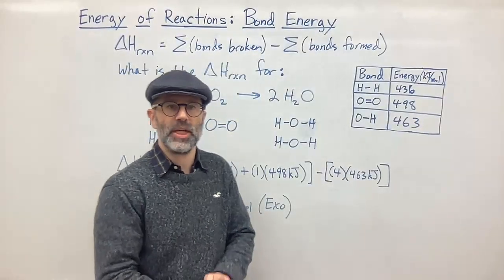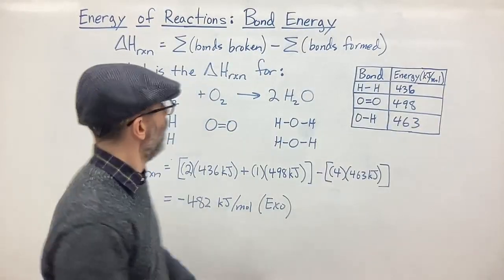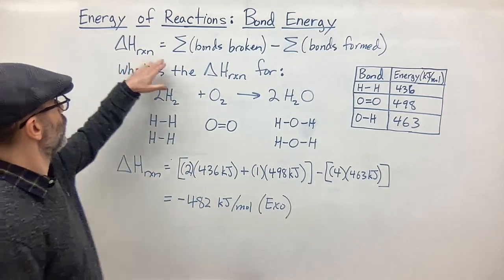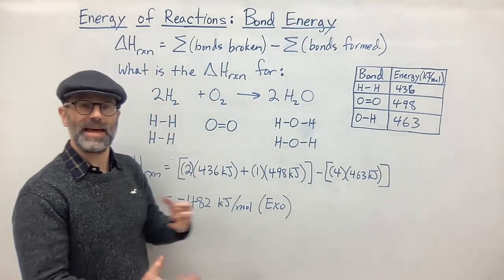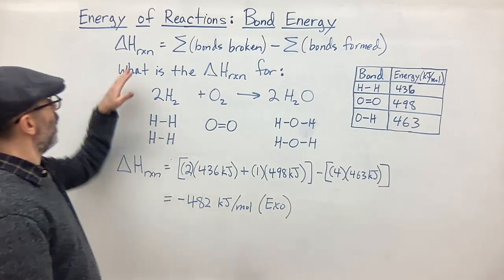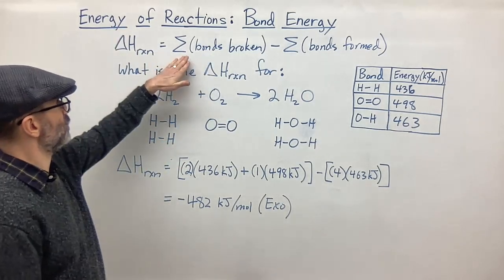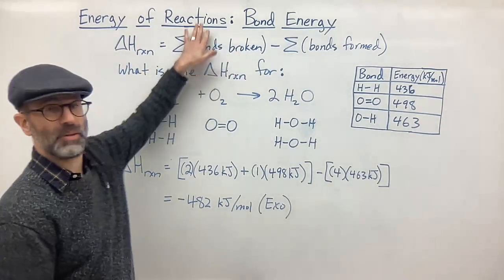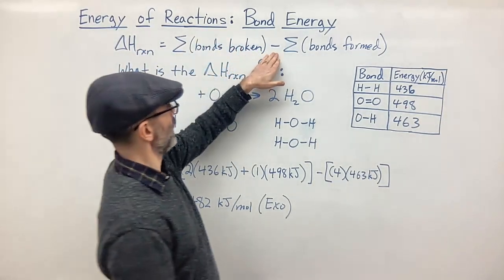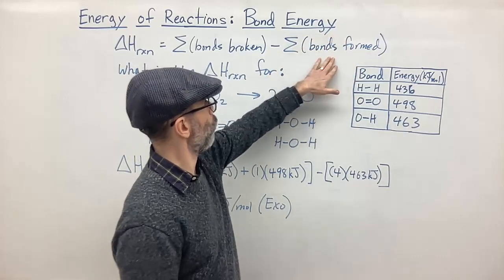Okay, so here we go. Here's an example. This is the equation I was referring to. When you take that picture I had, you can translate it into this equation. So the heat of the reaction is going to be equal to the sum of the bonds broken minus the sum of the bonds formed.